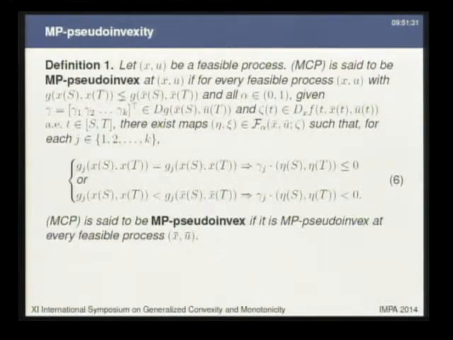Observe that as we have this inequality, for each component we should have this or this. If we have this, then this inequality should be satisfied. If we have this strict inequality, this one should be satisfied. Okay, this is the definition for NP pseudo-invex at x bar u bar. When the problem is NP pseudo-invex at every feasible process, we simply say that the problem is NP pseudo-invex.